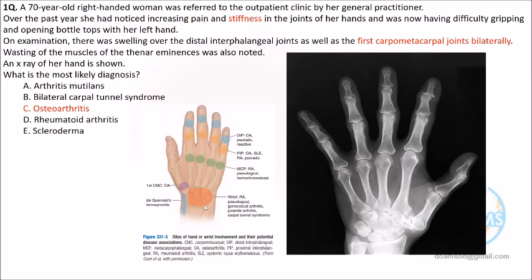PIP, DIP, wrist joint. But here, not involved. The description given is first metacarpal and distal interphalangeal joint. You see some bony growth there, bony outgrowth. Heberden's nodes, Bouchard's nodes. Have you heard? Heberden's node, Bouchard's node. So this is distal interphalangeal joint problem.